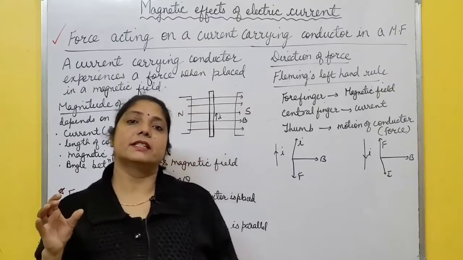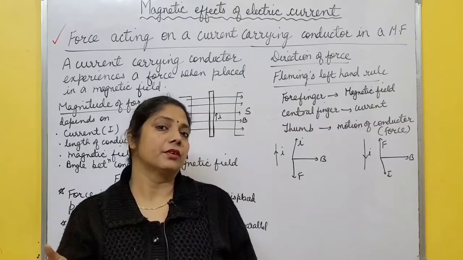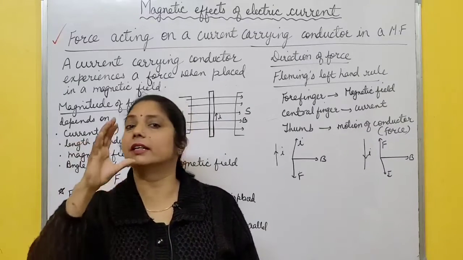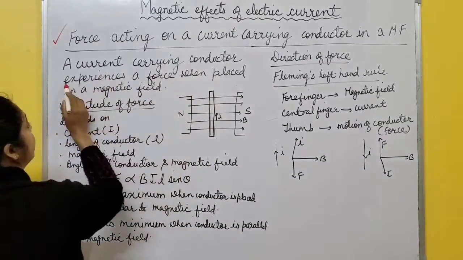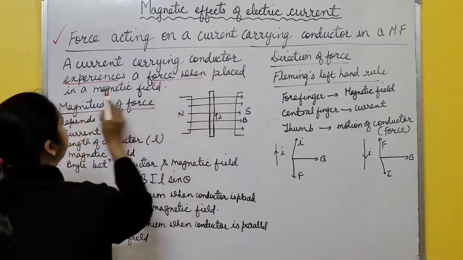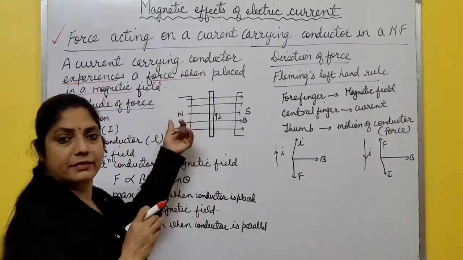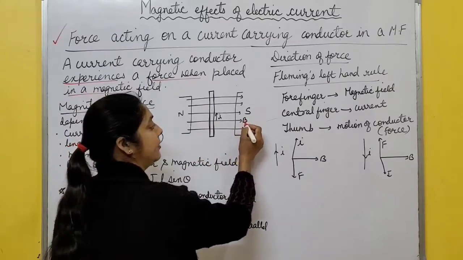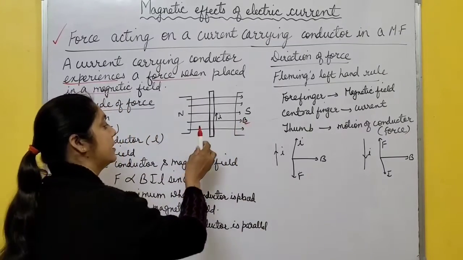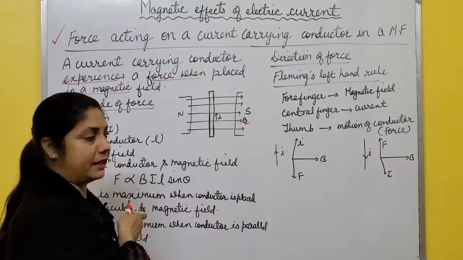Now, Ampere suggested that a magnet also exerts an equal and opposite force on a current carrying conductor. It means a current carrying conductor experiences a force when placed in a uniform magnetic field. Suppose an external magnetic field is present from north to south direction. This is the direction of the magnetic field. Now this current carrying conductor enters inside this magnetic field.